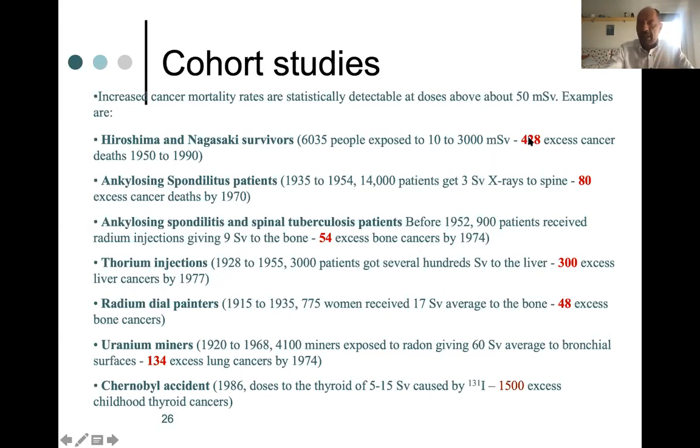Now, this slide, I apologize, I have to update it. It's not 428 anymore, because there are still people dying in Hiroshima and Nagasaki, of course, because there's still someone alive. So it's higher, but not much higher than that. I think it's 600, 700 now. And you see also the other numbers are relatively low. And there is a large excess of childhood thyroid cancer in Chernobyl. We see something like 1,500. But these are not really lethal cancers.